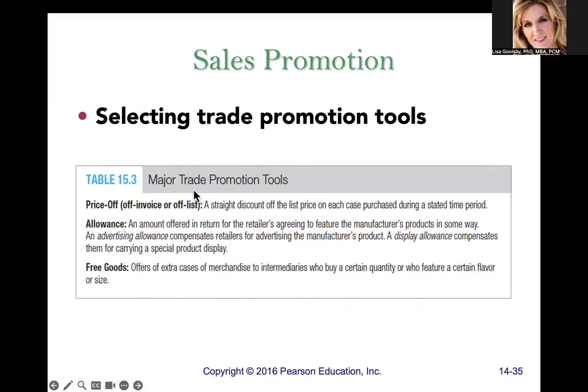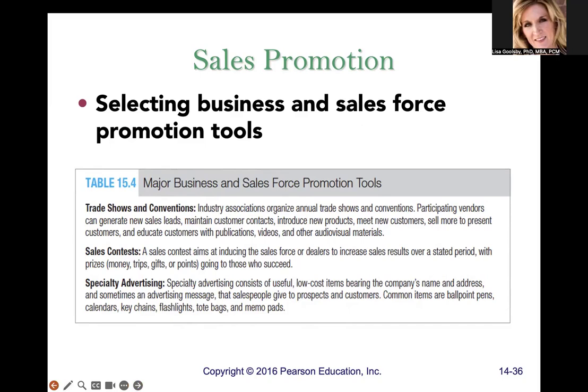Again, you have some additional tools that we might use: price off, straight discount or list prices, allowances. These are usually trade promotions. So an allowance would be, and I think I mentioned this in another lecture, where you go into Best Buy and you're wanting definitely to buy the Samsung television, and then the LG television gets sold to you because the person doing the selling or helping you with understanding the TVs gets some kind of an allowance for how many they sell.